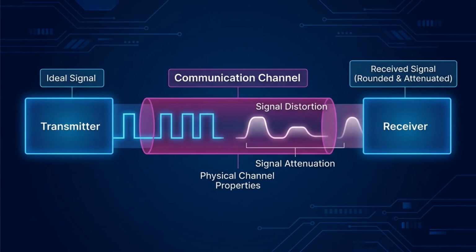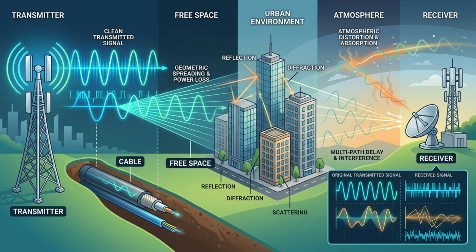In the previous lesson, we learned that every communication system must deal with noise. However, noise is only one of many problems that affect transmitted signals. Even if no additional noise were present, the communication channel itself would still modify the signal as it travels from the transmitter to the receiver. As electromagnetic waves propagate through cables, free space, buildings, or the atmosphere, they gradually lose power. They may reflect from nearby objects, spread over large distances, arrive at different times, or become distorted by the transmission medium. The signal received is therefore never identical to the one that was originally transmitted.